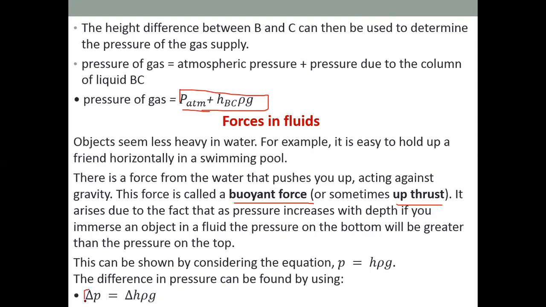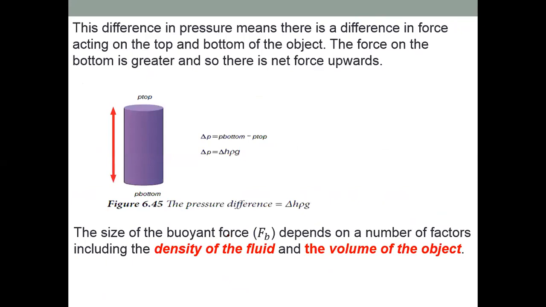We're going to use this formula at the bottom: change in height times density of the object times gravity. The difference in pressure means there is a difference in force acting on top and bottom. Here there is going to be a different force, and here a different force. The force on the bottom is greater, so there is a net force upwards. The size of the buoyant force depends on a number of factors, including the density of the fluid and the volume of the object, which help us determine the buoyant force for the object.